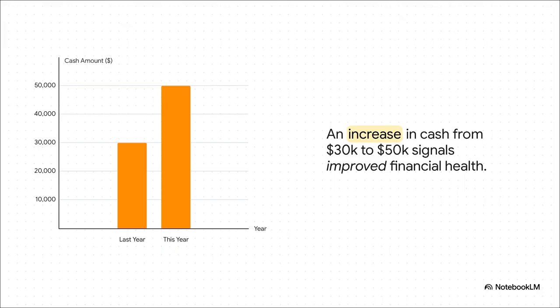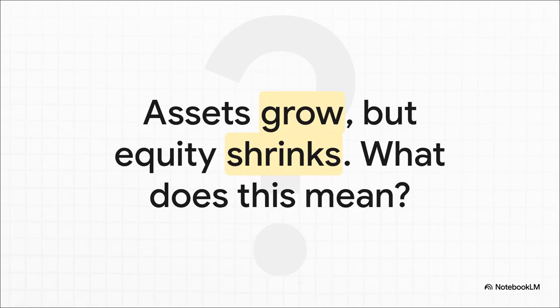For instance, look at this. By comparing this year's balance sheet to last year's, you might see the company's cash position has jumped from $30,000 all the way up to $50,000. That's a really powerful positive signal. It tells a story of improving financial health and liquidity, which basically means it has more cash on hand to pay its bills.